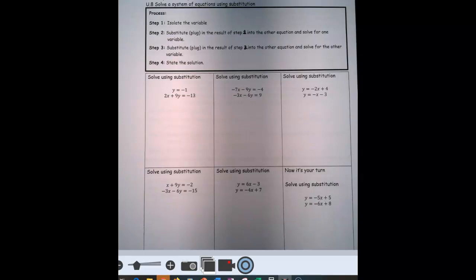Now, in words, that sounds really confusing, but it isn't. I think you're really going to like this method. So let's go ahead and start.